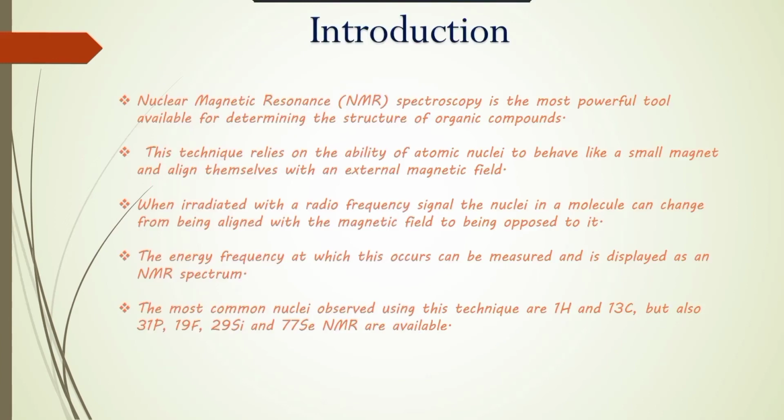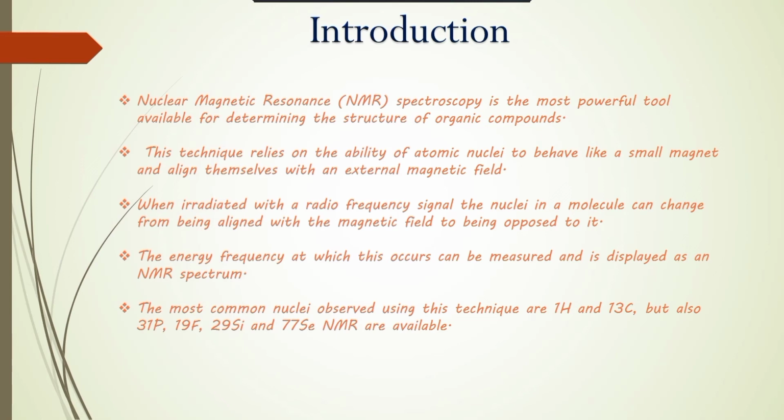So NMR is the most powerful tool available for determining the structure of organic compounds. This technique relies on the ability of atomic nuclei to behave like small magnets. So we have seen that it has an induced magnetic moment, so it behaves like a small magnet, that is, it has north and south poles, and aligns itself with an external magnetic field. It can align itself along the direction of the magnetic field, or it can oppose the applied magnetic field.